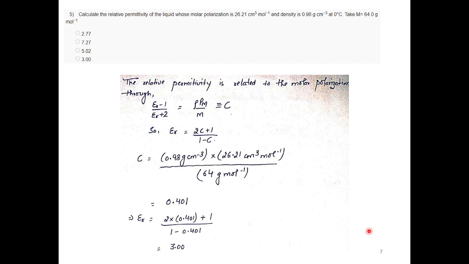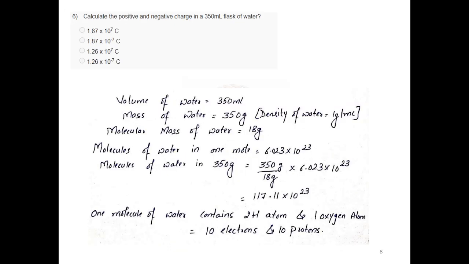Now I'll go to another question. Here you need to calculate the positive and negative charge in a 350 ml flask of water. Water is made of 2 hydrogen and 1 oxygen atom, which makes a water molecule. Given the volume of water is 350 ml, the mass of water is 350 gram, because the density of water is considered 1 gram per ml, and the molecular mass of water is 18.